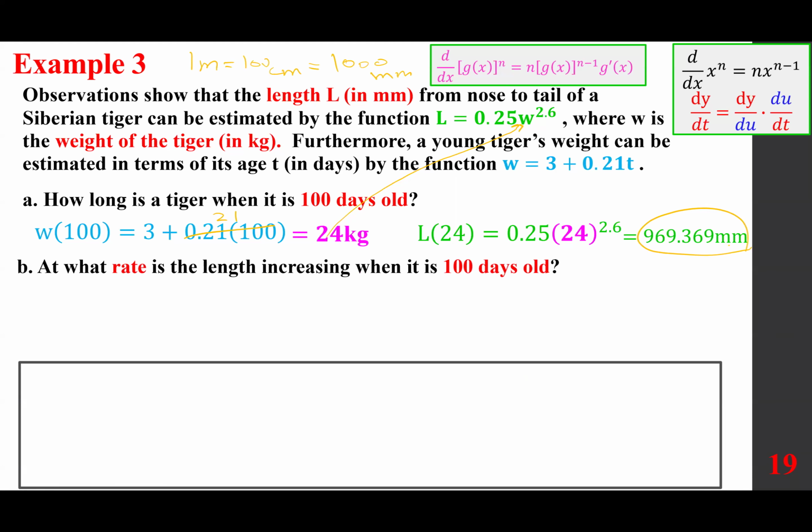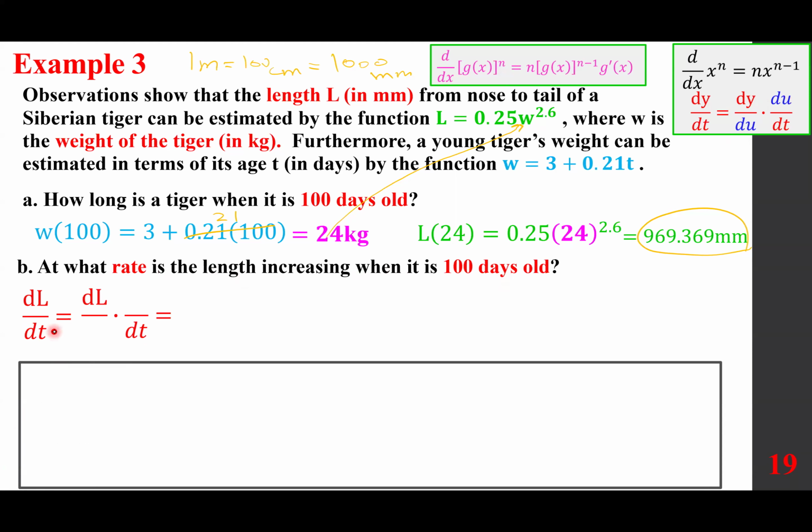At what rate is the length increasing when it is 100 days old? So you want dL dt. So according to Leibniz's notation, dy dt is dy du times du dt, and the intermediate variable is u. So we want dL dt.